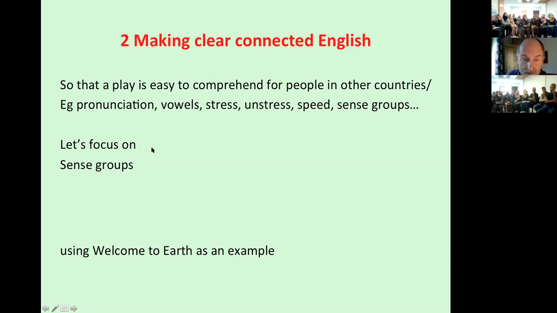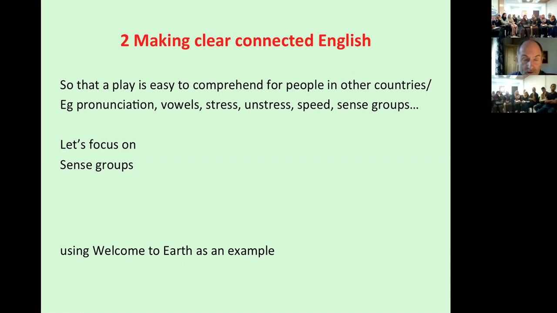Sense groups, yes. One or two questions first. What do you understand by the idea of sense group? Like chunks of language? Yeah, I think it's a good description, chunk. It's two, three, four, maybe five words that go together and somehow make one meaning.